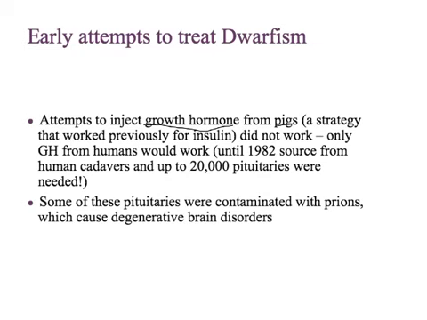Then they said, okay, it has to be human growth hormone. So they tried taking the growth hormone from human cadavers, human dead bodies, but they found out it took 20,000 pituitary glands from 20,000 dead bodies to get enough growth hormone to treat one person. So both of these techniques really weren't working. On top of that, some of the pituitaries from these cadavers were contaminated with prions, which are nasty proteins. They're like viruses, but they're made of protein, and they can cause brain disorders. So overall, all of their previous attempts really weren't working out for them.